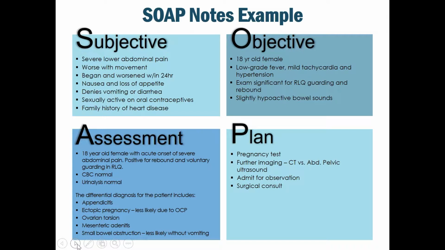Subjective information. Patient has severe lower abdominal pain, worse with movement, began and worsened within 24 hours. There is nausea and loss of appetite, but the patient denies vomiting, diarrhea. Patient is sexually active, on oral contraceptives, and has a family history of heart disease.